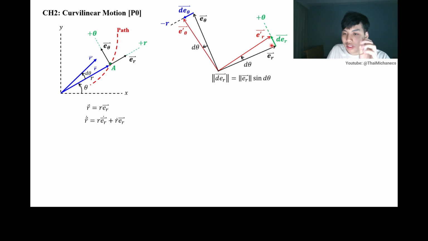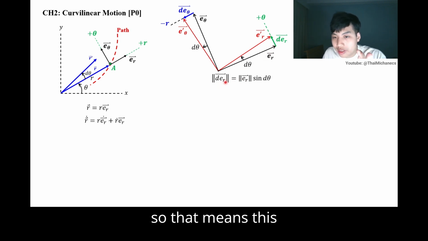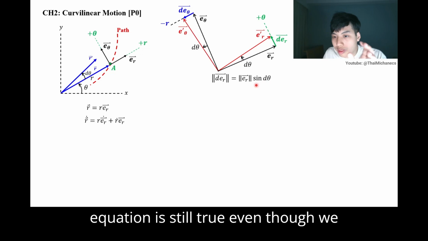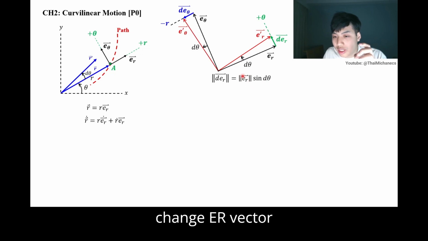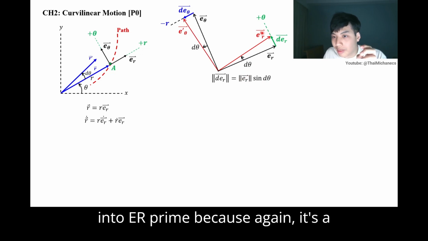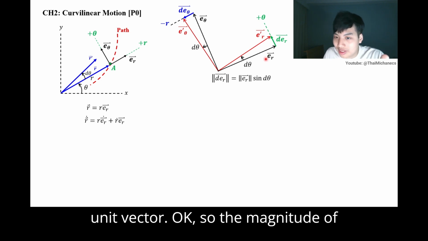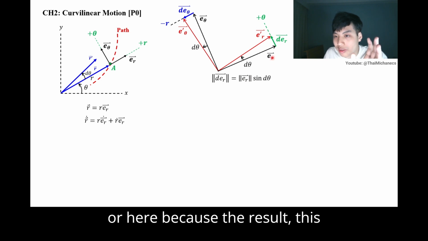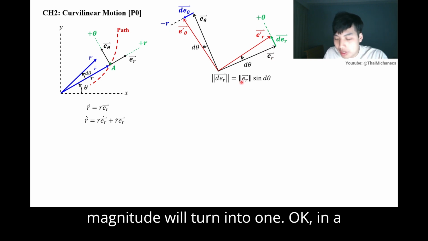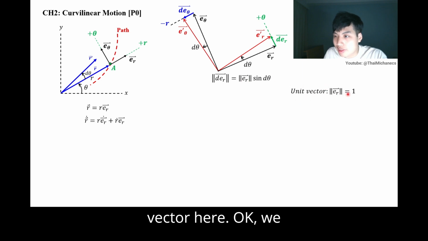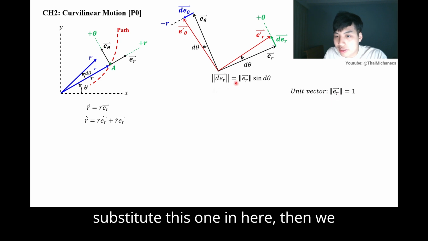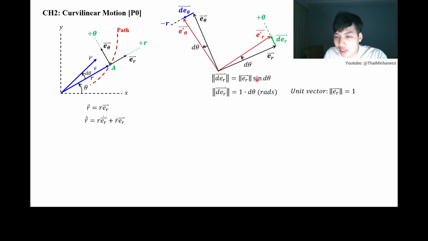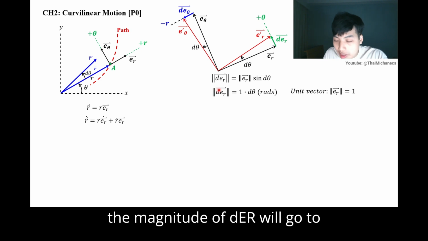So this equation is still true even though we change the er vector into er prime, because again it's a unit vector. The magnitude of this doesn't really matter, whether it's here or here, because the magnitude will turn into 1. We substitute this in here, and we get that the magnitude of der equals sine d theta.